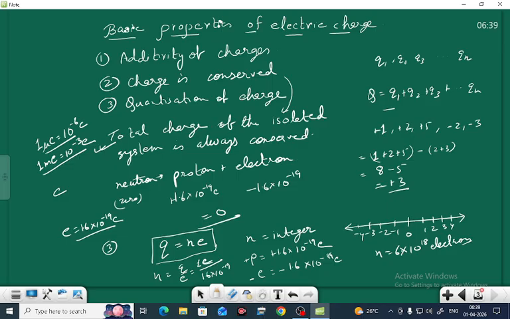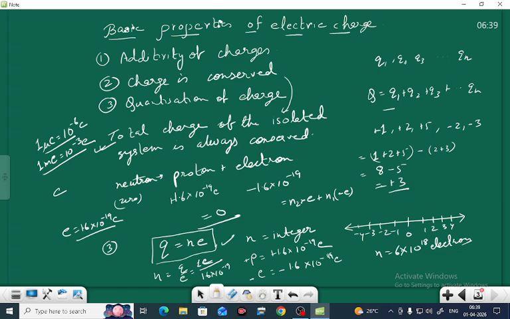So the protons and electrons are the only basic charges in the universe. All the observable charges have to be integral multiples of e. Thus, if a body contains n2 electrons and n1 protons, the total amount of charge on the body is n1 into e plus n2 into minus e. This is the total charge, right? Since n1 and n2 are integers, the difference is also an integer. Thus, the charge on any body is always an integral multiple of e and can be increased or decreased also in steps of e. So this is the quantization of charge.